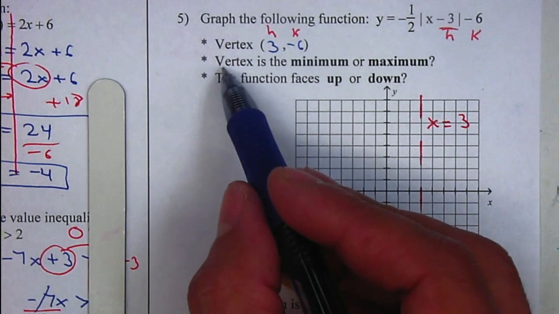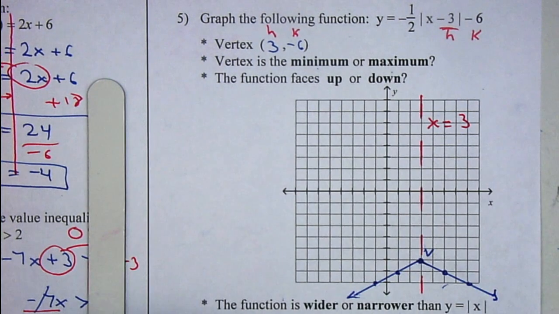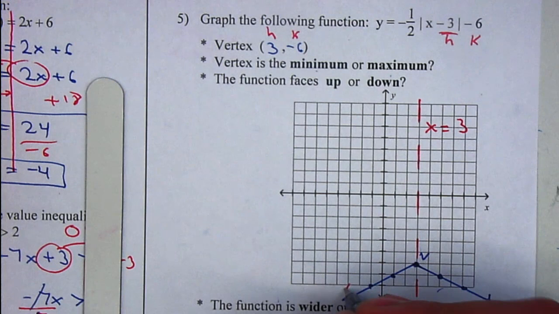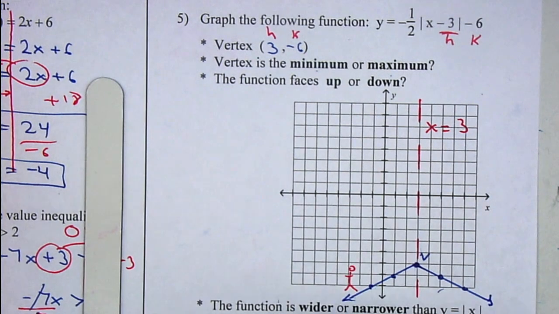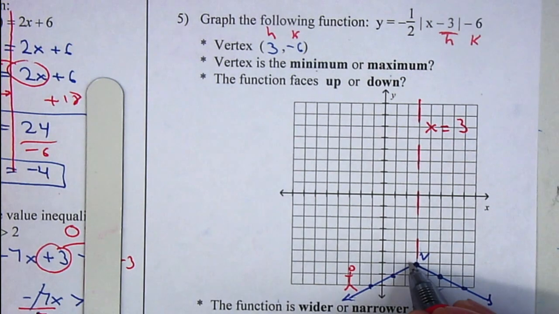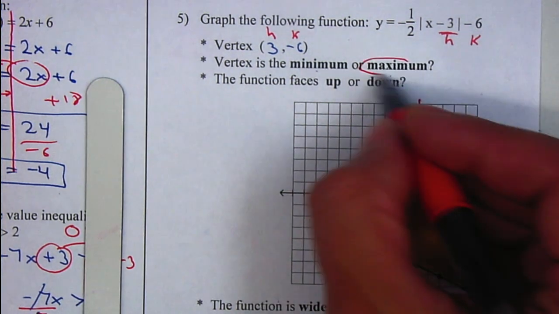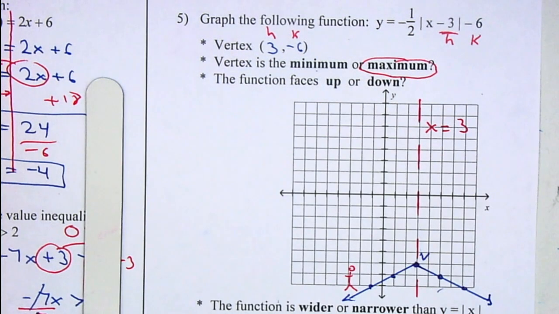We need to decide whether the vertex is the minimum or the maximum. If you are walking on this line, will that be the highest point or the lowest point? That'll be the highest point. Therefore, that's our maximum. And our graph or function is facing down.